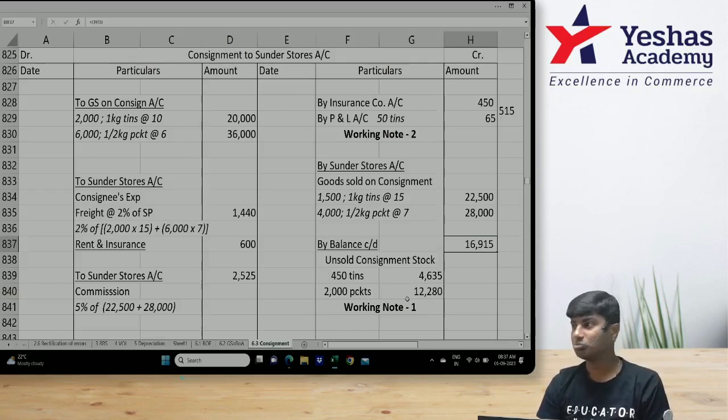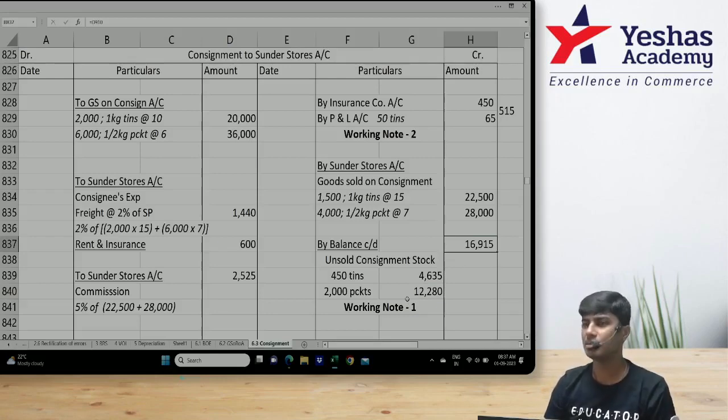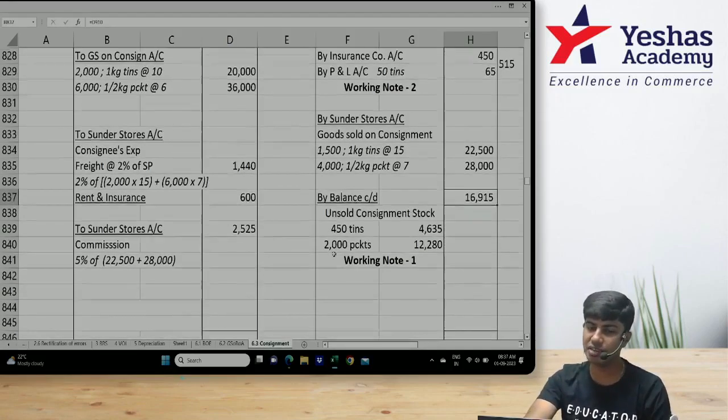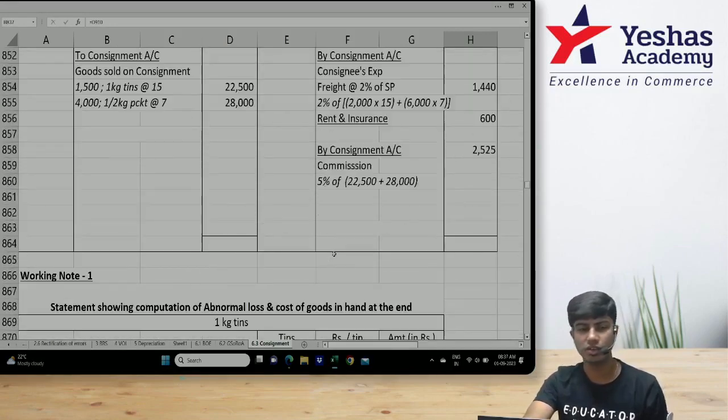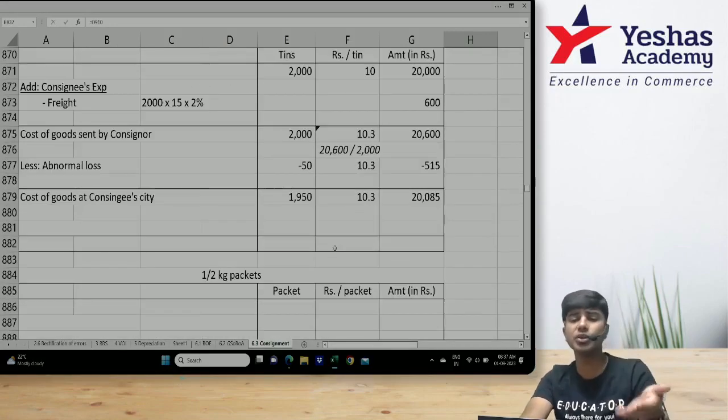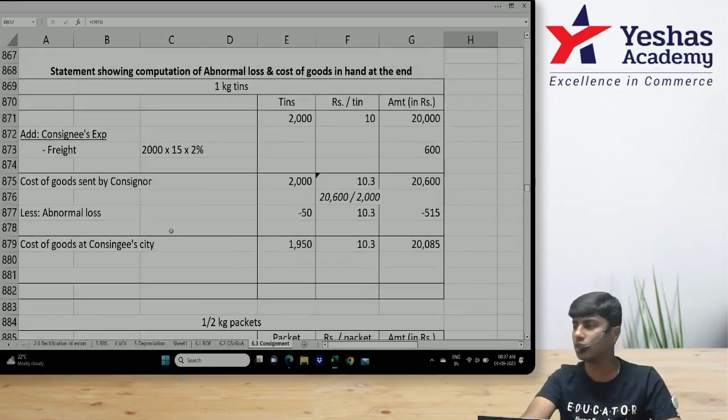Did you all get it? Yes or no? Didn't get it. Shall we do the same thing in detail for you? Yes, sir, if we can continue this table only. We've written till here, no? Our abnormal loss is written till here.